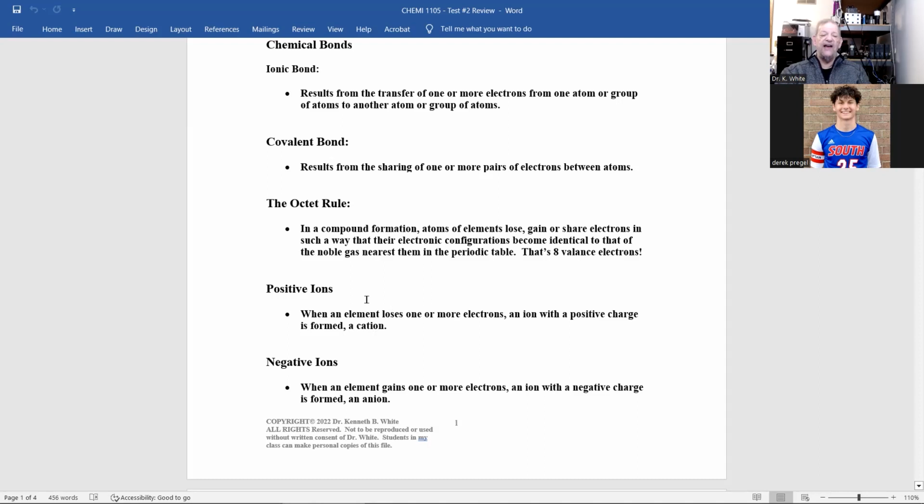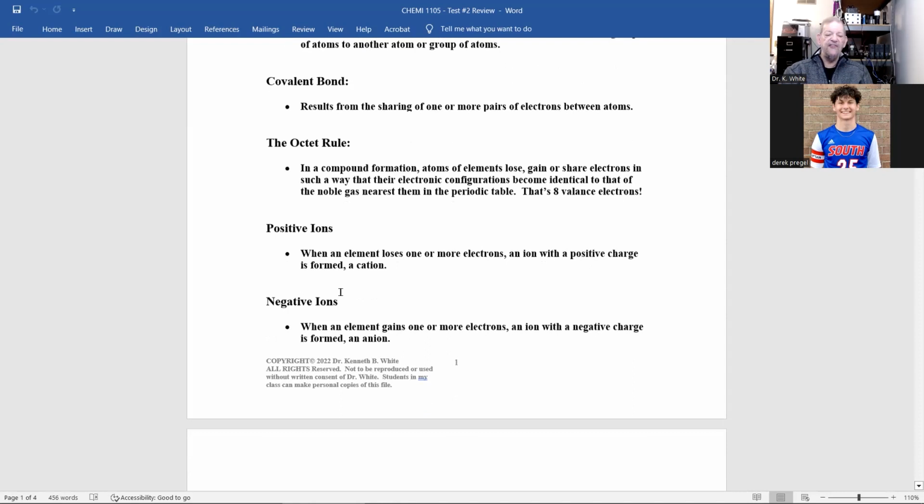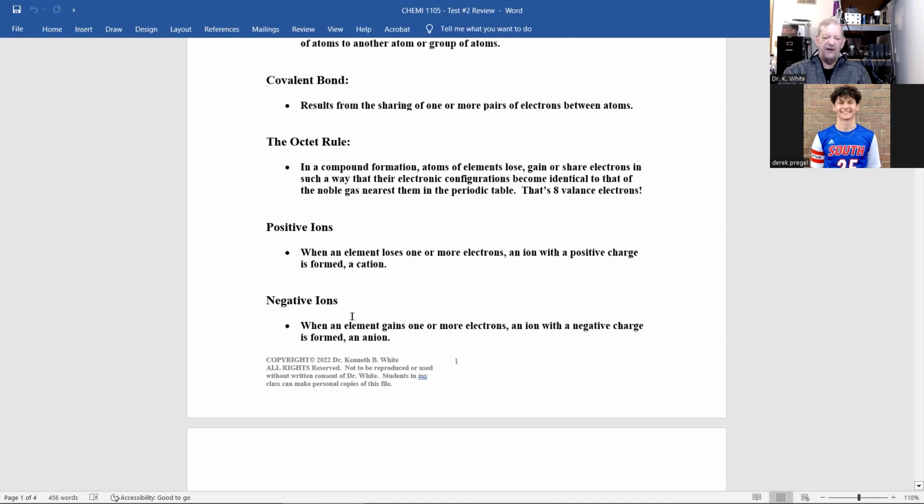So if an atom loses electrons, it forms a positive ion called a cation. If an atom, an element, gains electrons, it becomes a negative ion. And when an element gains 1 or more electrons, it has a negative charge. It's a negative ion, and it's called an anion.